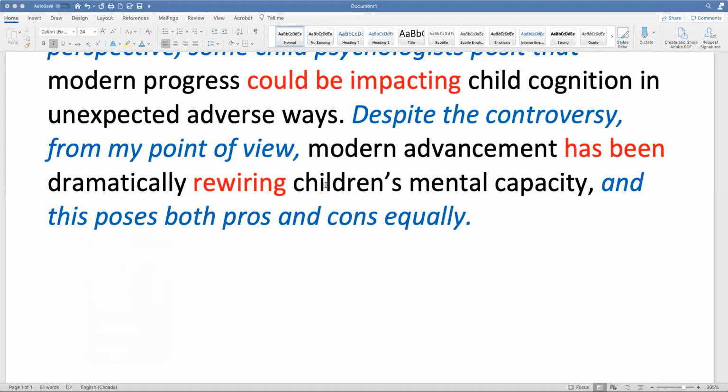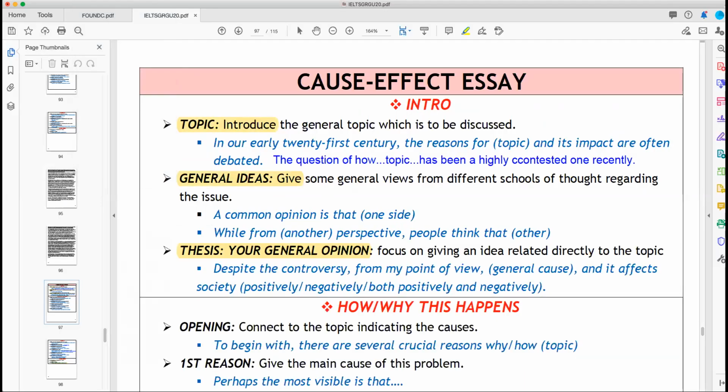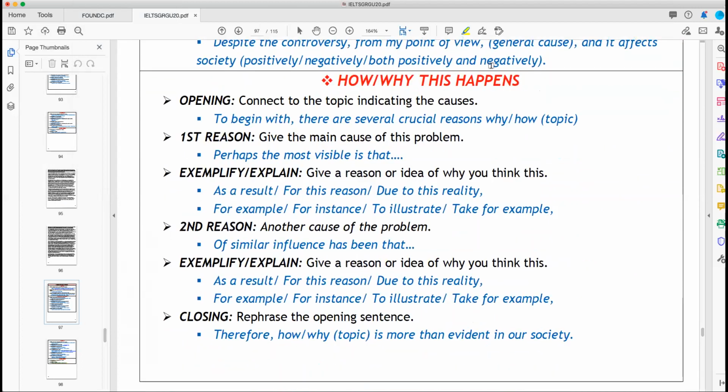All right. So now we're going to go over here, and according to our guide, we should get to our first paragraph of how or why this happens. So we have the opening. We need to connect to the topic directly, okay? Saying that we're going to discuss this topic, and then we're going to give a first reason, and then we're going to exemplify or explain the connection. Let's do that first.